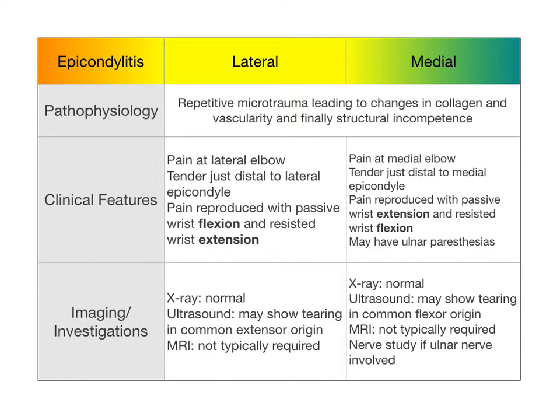For lateral, which is much more common, the provocative activities are gripping, because the wrist is typically extended for that, and resisted wrist or digit extension, and passive flexion stretch of the wrist. For the medial side, it's opposite. The ulnar nerve is right next door to the medial epicondyle, and it can either join the party or represent a competing diagnosis.